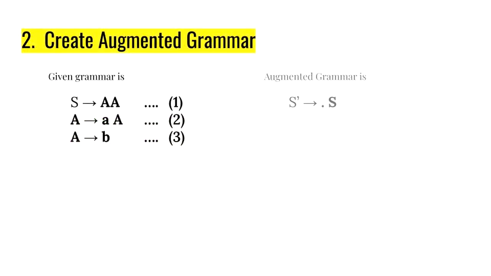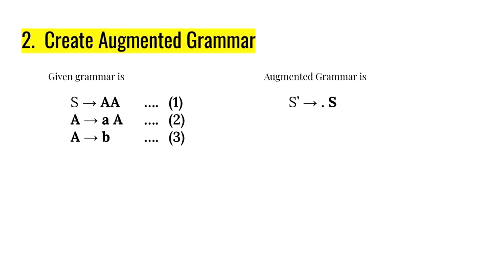The basic step is to write S dash derives dot S. The augmented grammar will contain the start symbol of your grammar, in this case S. So we write S dash derives dot S, and let me explain the dot via the working of the parser. The dot acts as a pointer. Everything on the right hand side of the dot is not yet seen by the parser, and everything on the left hand side of the dot has been seen by the parser.